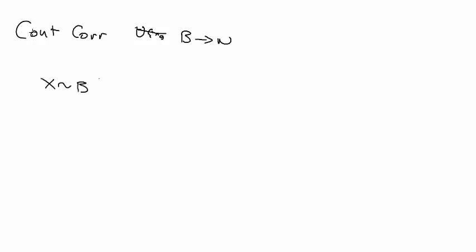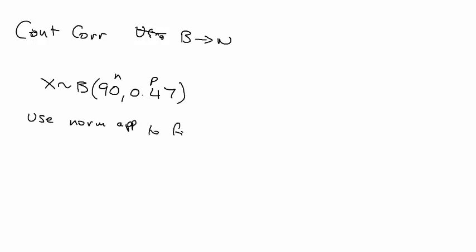say you got binomial like this, 90, 0.47. Okay, don't forget that's your N and P. It goes: use a normal approximation to find the probability of X greater than or equal to 35.